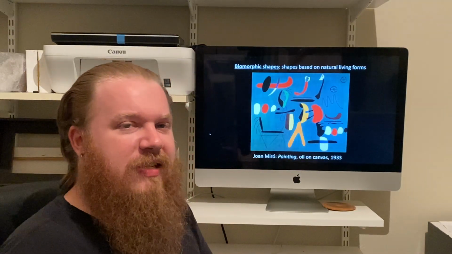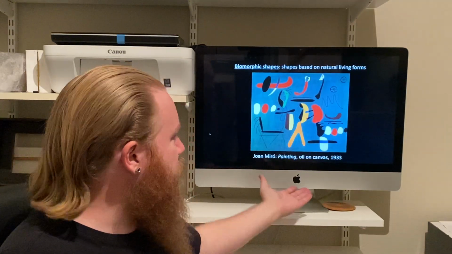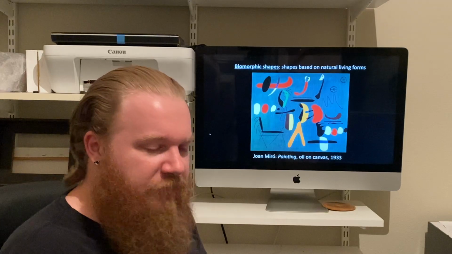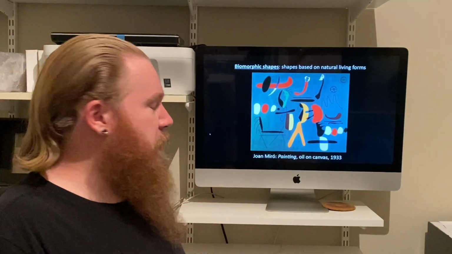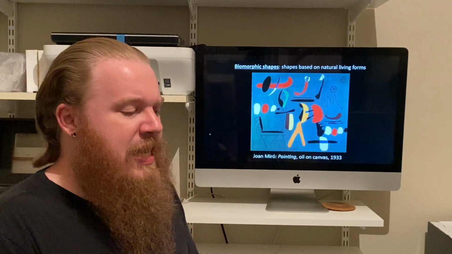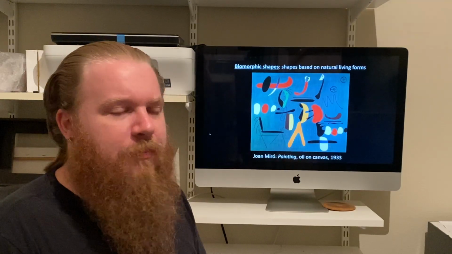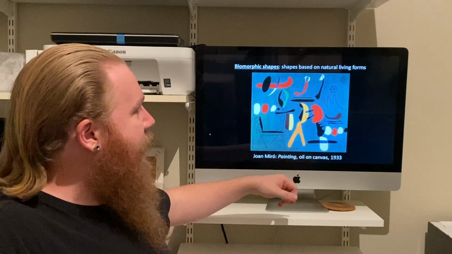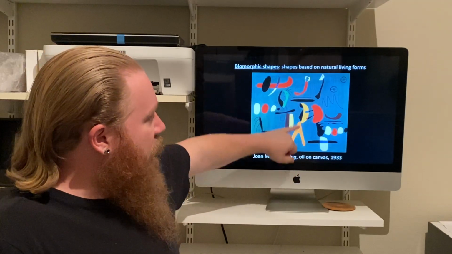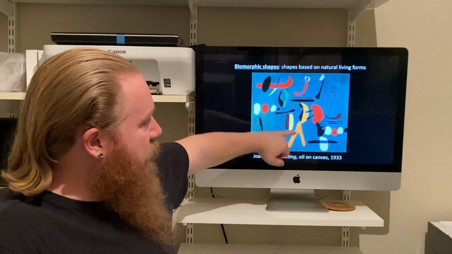But there are artists that deal with biomorphic shape, such as Joan Miro here, very famous advocate for biomorphic shape. But here we can see his allegory for painting. So this is an allegory for the actual act of painting. And we can perhaps pick out the self-portrait of the artist right here in yellow.